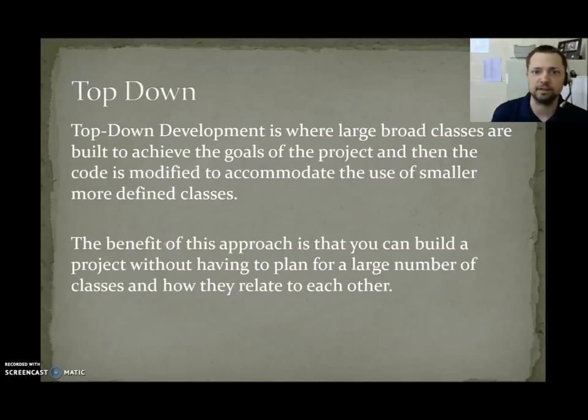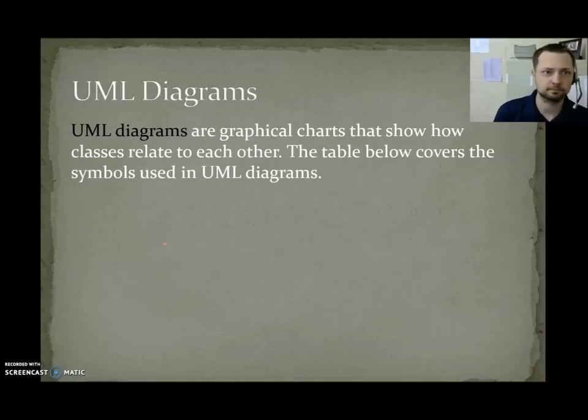Top-down. Top-down development is when large, broad classes are built to achieve the goals of a project, and then code is modified to accommodate the use of smaller, more defined classes that are created later. The benefit to this approach is that you can build a project without having to plan for a large number of classes and how they relate to each other.